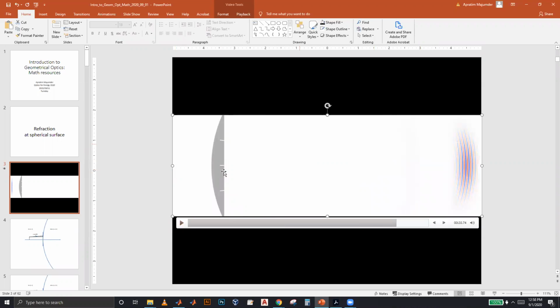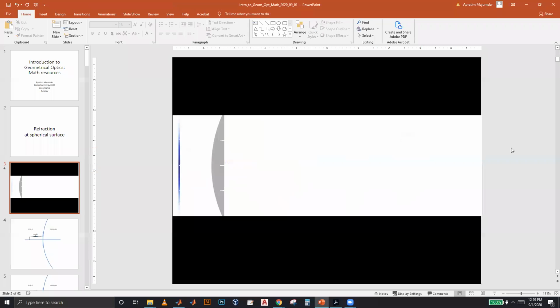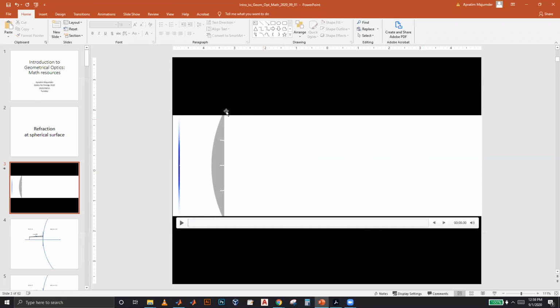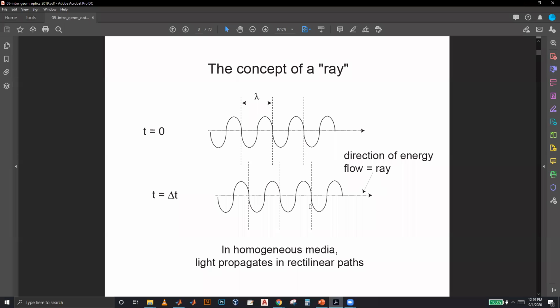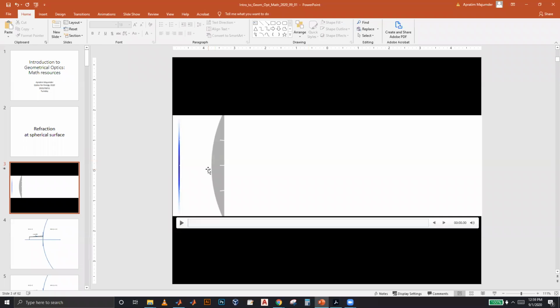So this animation was generated using finite difference time domain analysis. That's a pretty complicated mathematical approach to solving wave optics, and that is not in the scope of this class, but the animations look pretty cool, and I think they help to explain what I was trying to talk about using these line drawings. That's why I included them here.